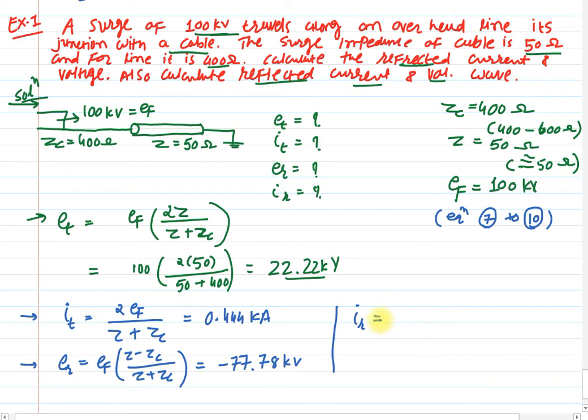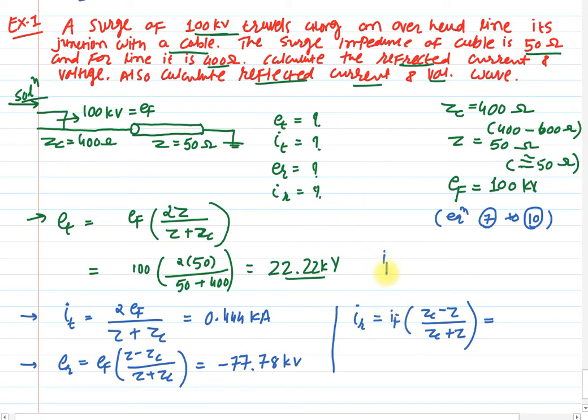And the last one is IR. The equation for IR is equal to IF into bracket ZC minus Z divided by ZC plus Z. If you substitute all the values which you have calculated here, we need to calculate the value of IF, which is not given here.